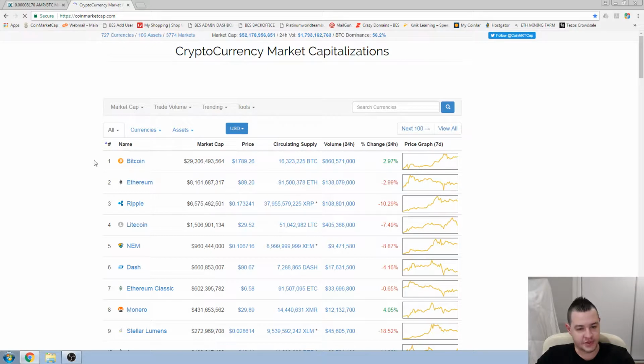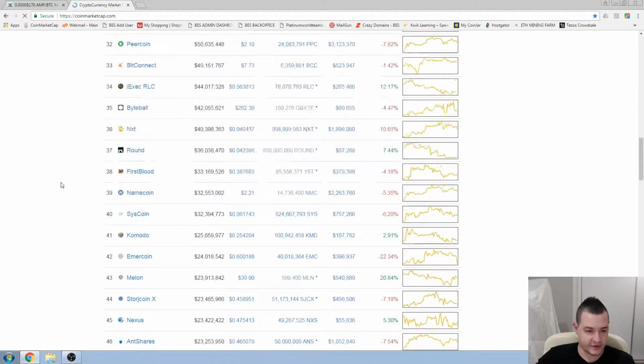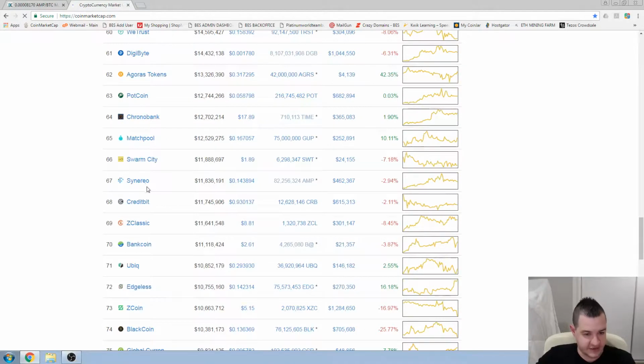Now I like to adjust via market cap because market cap means how much money is in that coin, as in the amount of circulating supply of coins multiplied by the price per coin. That gives you the overall market cap, or the total value of that coin at current price levels. So AMP was rank 67, so if we come down to rank 67, you'll see it here.